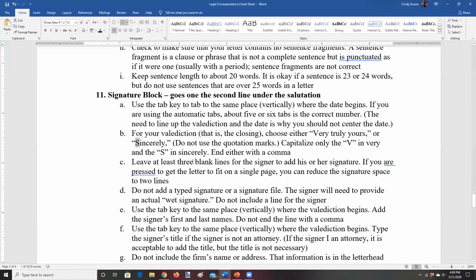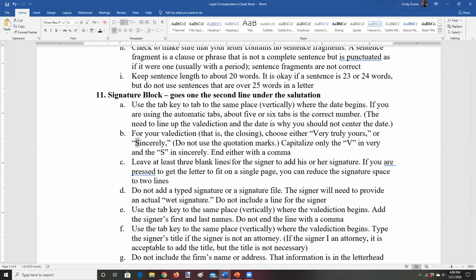So then we're going to leave at least 3 lines for the signer to sign. You will know if you're going to sign the letter kind of how your signature is. You need 3, but some people are big signers, and so you might need to put 4 or possibly even 5. If you're preparing the letter for someone else, consider the size of his or her signature.